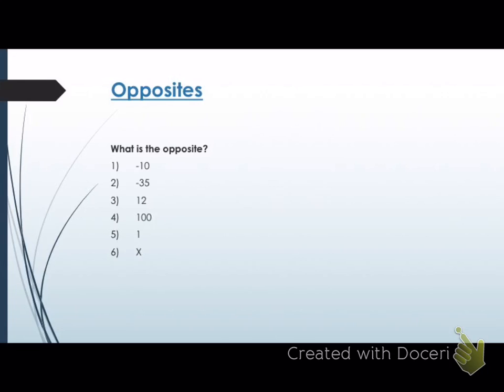Now, what are the opposites here? We have 6 of them. Well, let's look at this. What's the opposite of negative 10? Well, the opposite of negative 10 is simply 10. The opposite of negative 35 is positive 35. The opposite of 12 would be negative 12. The opposite of 100 would be negative 100. And the opposite of 1 would be negative 1.